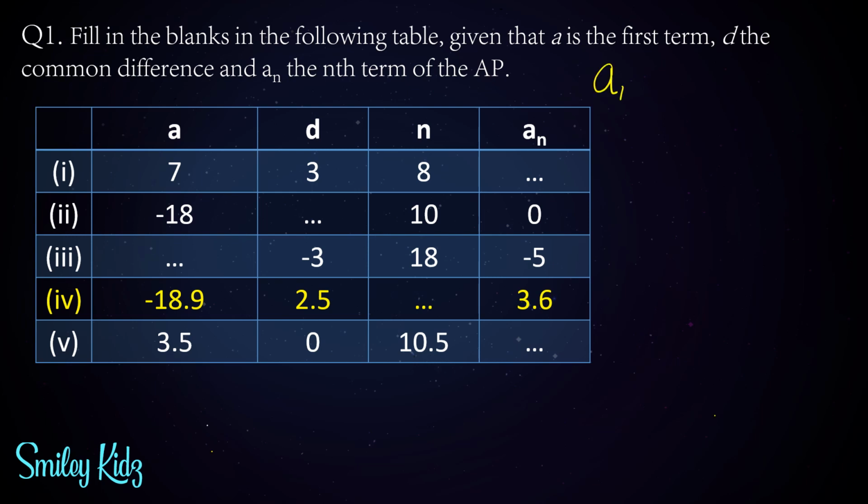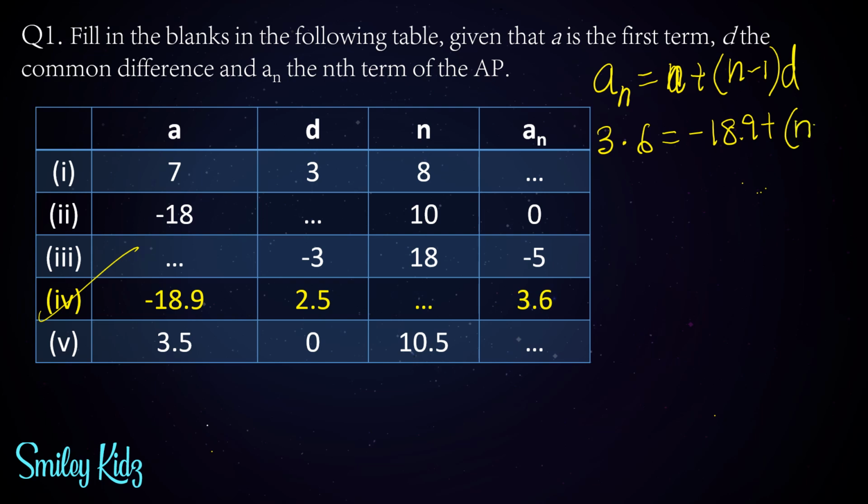We know that an is equal to a plus n minus 1 into d. Let's just substitute the values of the fourth sub question over here. We get 3.6 is equal to minus 18.9 plus n minus 1 into 2.5. On further simplification, we get 3.6 plus 18.9 equals n minus 1 into 2.5, isn't it?